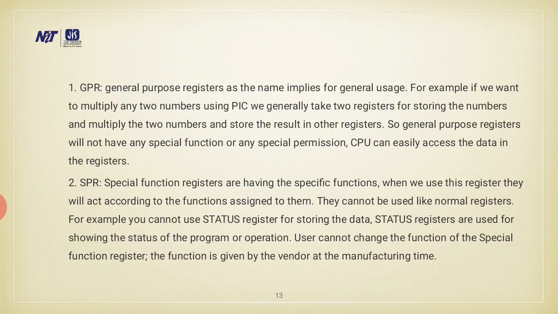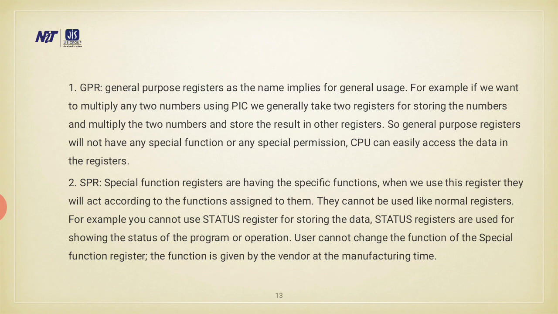Now GPR, general purpose register, as the name implies, for general uses. For example, if we want to multiply any two numbers using PIC, we generally take two registers for storing the numbers and multiply the two numbers and store the result in another register. So, general purpose register will not have any special function or any special permission. CPU can easily access the data in the registers.